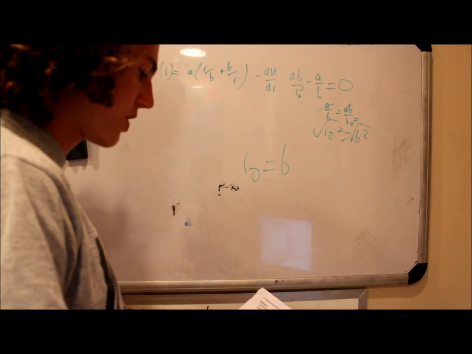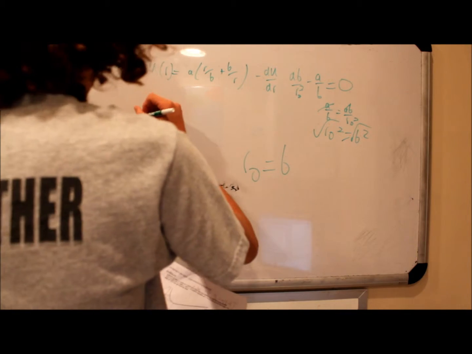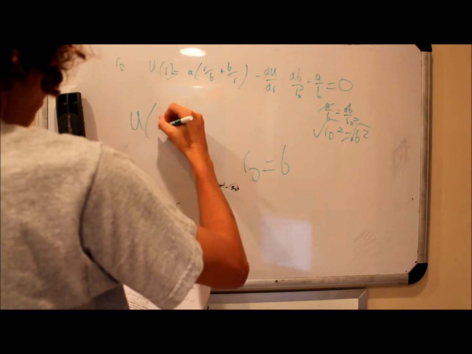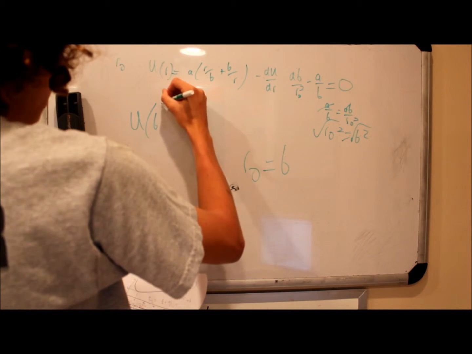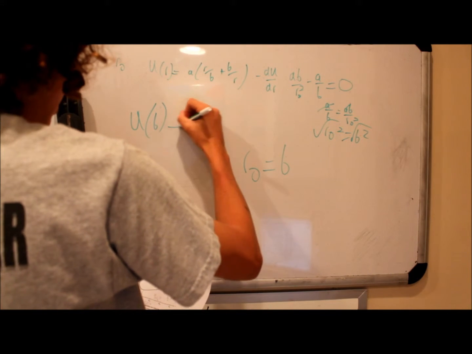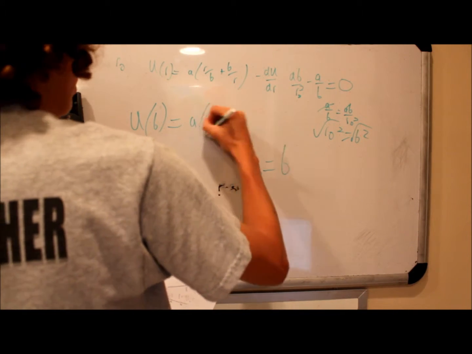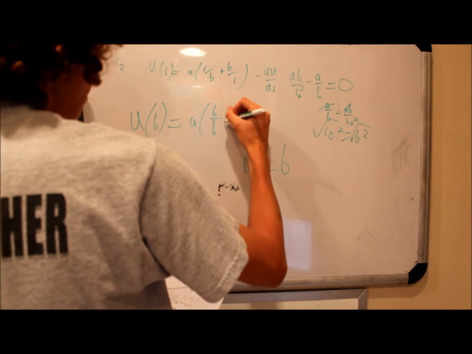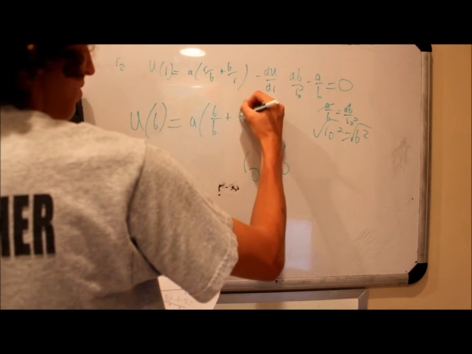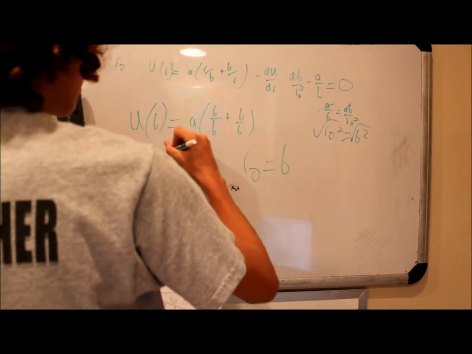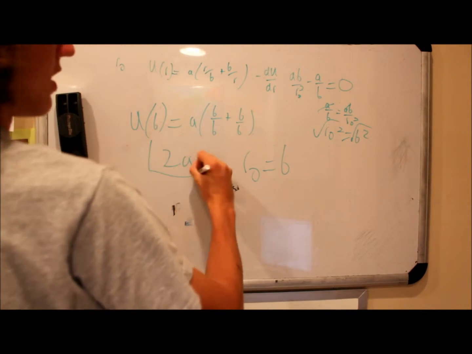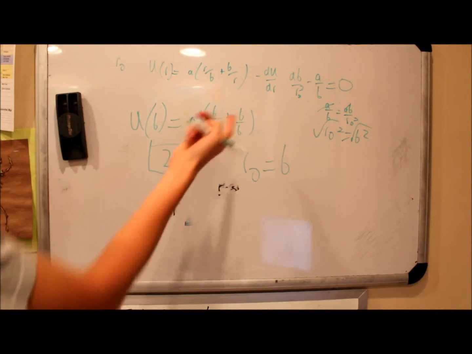Then the minimum potential energy U naught, you're just going to plug it in, U of B, which is going to be A times B over B plus B over B, which is just going to be 2A essentially, both equal 1.